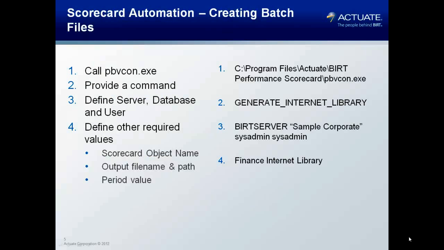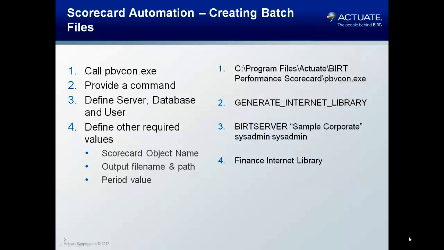Let's now look more closely at the creation of a batch file used for executing a scorecard automation. To create that batch file, we'll be doing a couple of different steps. First, we'll call on the executable for pbvcon. On the right, you can see the file path where pbvcon resides on my server. Next, we need to provide it with a command. In this case, I'm using the command generate internet library, but there are many other commands that are available to you.